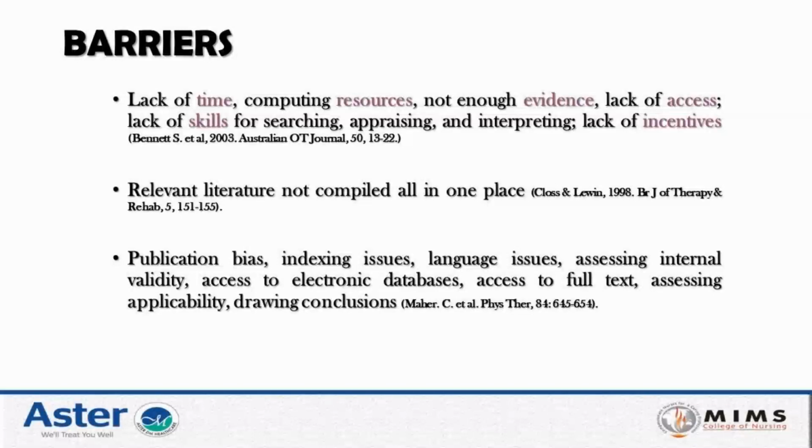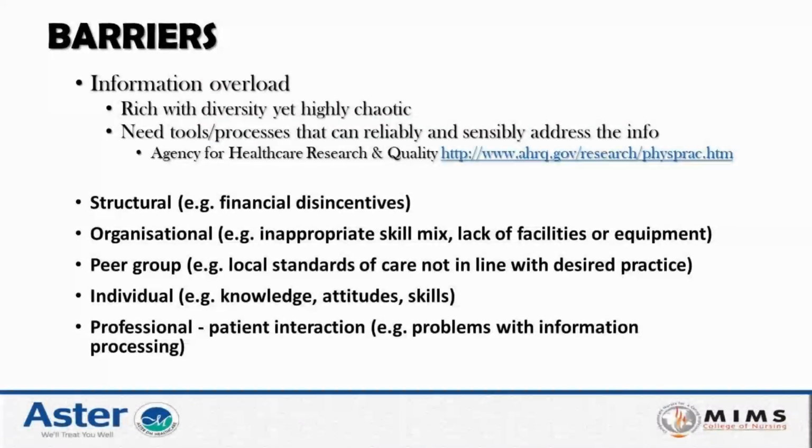The other barriers are information overload, then structural barriers like financial disincentives. See, when a person is involved in this work, their routine work may be affected or they may be overworked. So there are some incentives that must be given. Most of the time it may not be given.